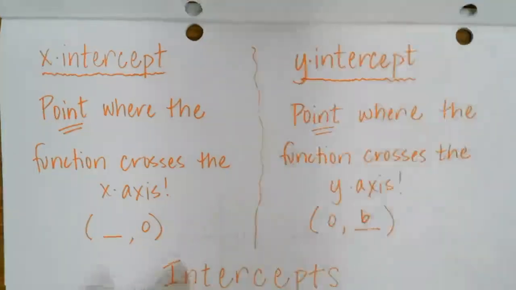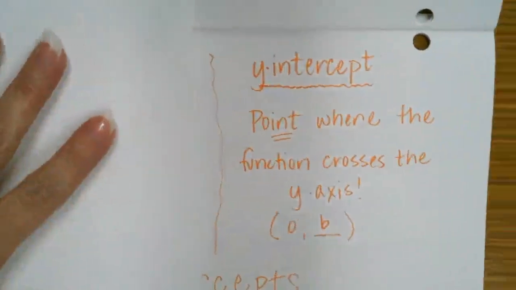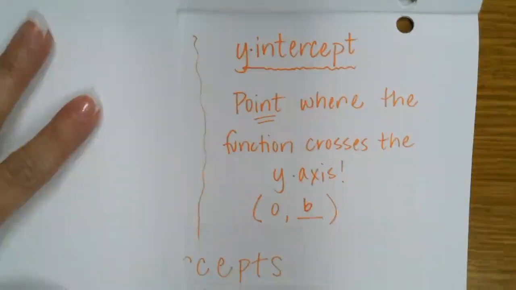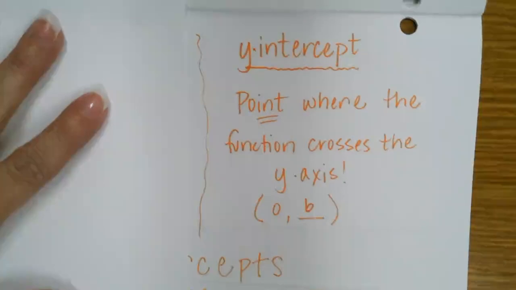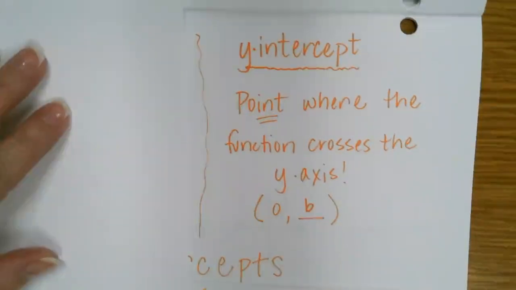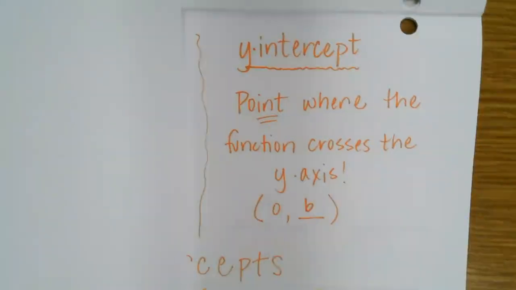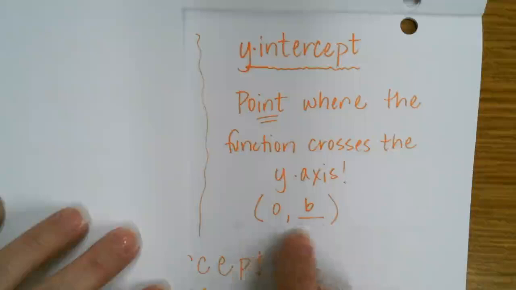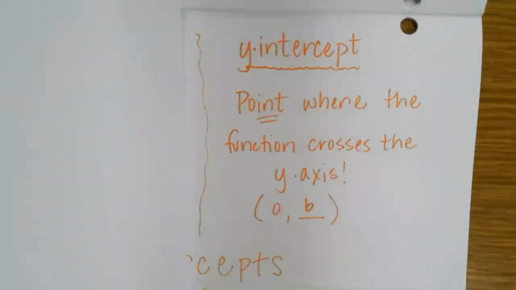All right, the y-intercept is kind of just like the opposite, really. So the y-intercept is the point where the function crosses the y-axis. And we know from Math 8 and linear functions that for the y-intercept, we use the variable b. So you could say (0, b) would be the ordered pair for the y-intercept.